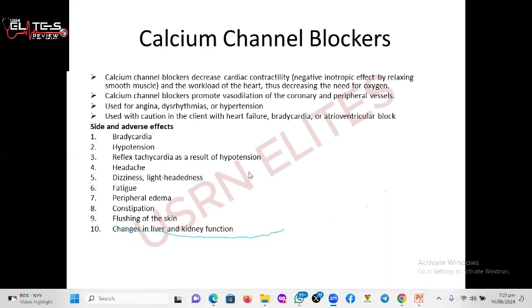Okay. So we have the calcium channel blockers. That will be my last part. But in case I've said something and you want clarification, I will just drop it here. You can ask so that we'll go back to it again.